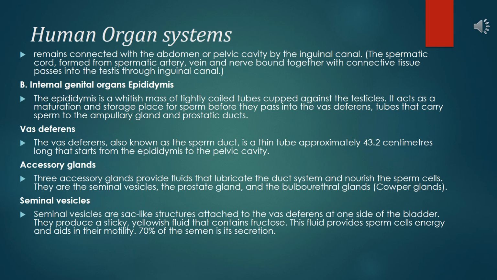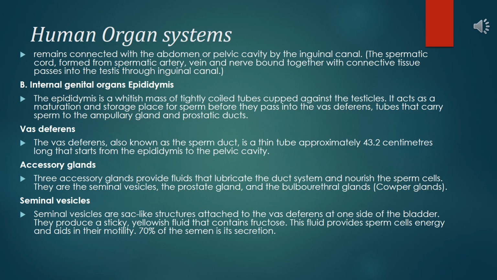Epididymis. The epididymis is a whitish mass of tightly coiled tubes cupped against the testicles. It acts as a maturation and storage place for sperm before they pass into the vas deferens, tubes that carry sperm to the ampullary gland and prostatic ducts. Vas deferens. The vas deferens, also known as the sperm duct, is a thin tube approximately 43.2 centimeters long that starts from the epididymis to the pelvic cavity.